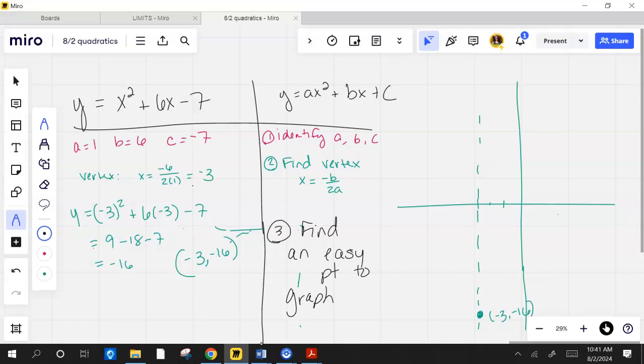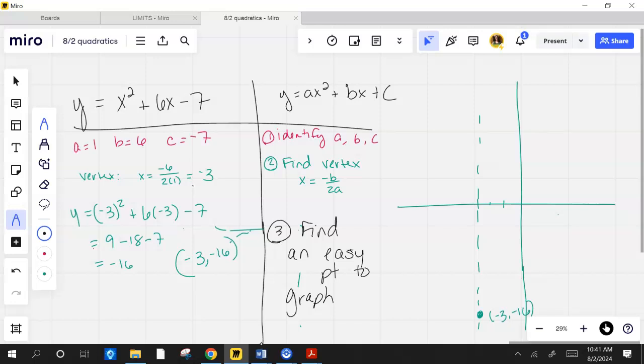For me on this one, and this doesn't work every time, I see a very easy point to graph just looking at this equation. Do you know what it is? Somebody said it. -7, the y-intercept, right? It's already given to me. Why would I do any more work?